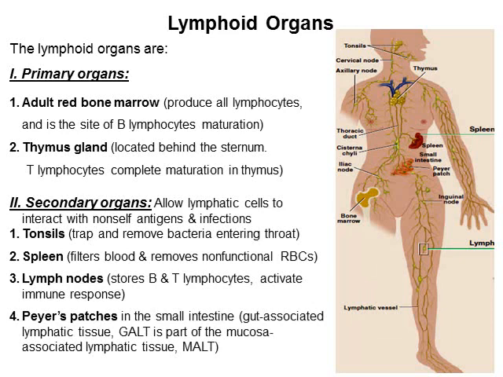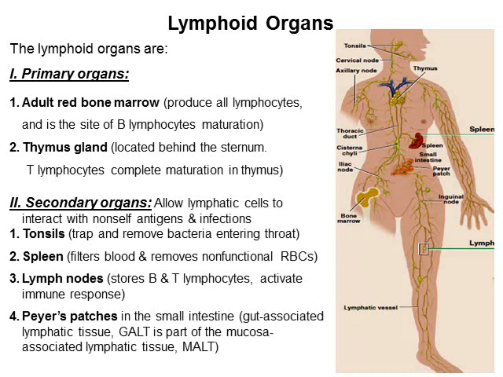And these organs include the tonsils, which are located around the oral cavity and nasal cavity. The tonsils trap and remove the bacteria entering the throat. The spleen filters the blood and removes the non-functional red blood cells. And the lymph nodes that are scattered all over the body, they store the B and T lymphocytes and activate the immune response. And the Peyer's patches in the small intestine.